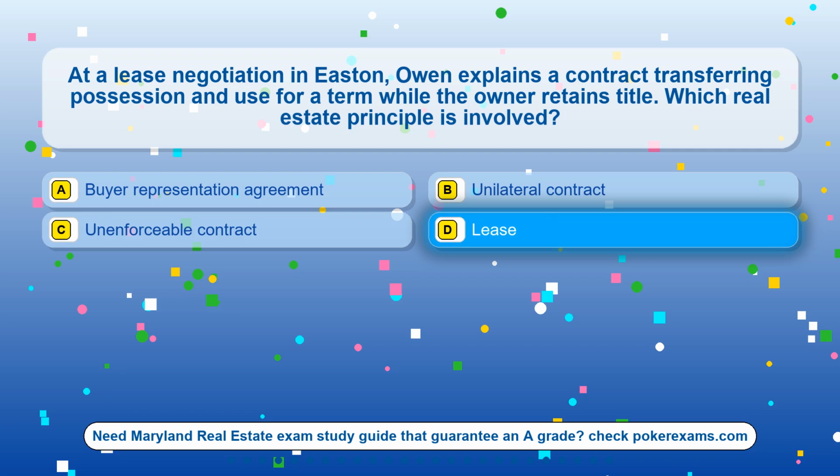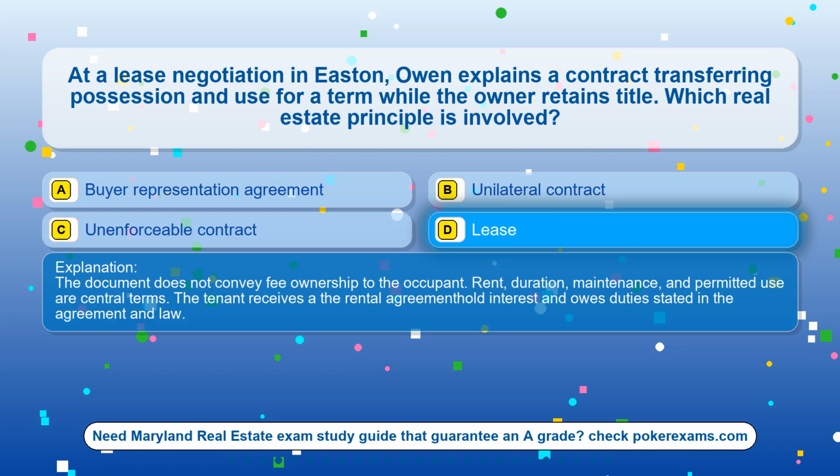The correct answer is option D, lease. The document does not convey fee ownership to the occupant. Rent, duration, maintenance, and permitted use are central terms. The tenant receives a leasehold interest and owes duties stated in the agreement and law.